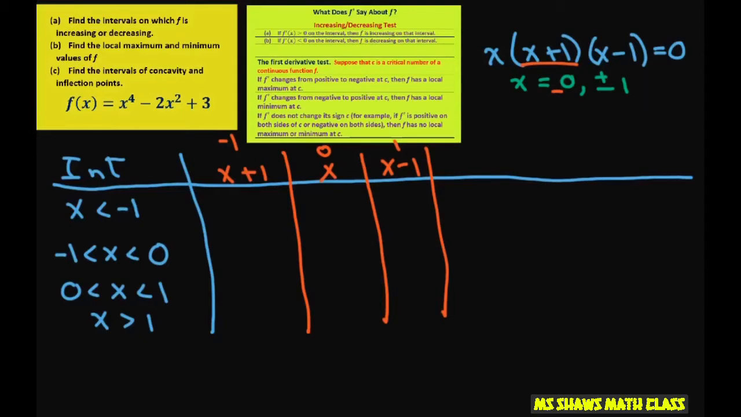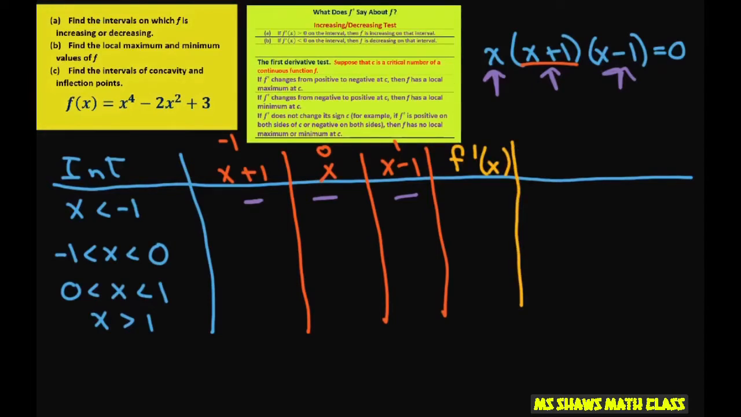So we want to put a value in for x less than negative 1. Let's say we plug in negative 2. If I plug in negative 2 into each factor, I'm going to get a negative, a negative, and a negative. So for our derivative, 3 negatives make a negative. Since this is negative, that means our graph of f is decreasing on the interval negative infinity to negative 1. Decreasing.